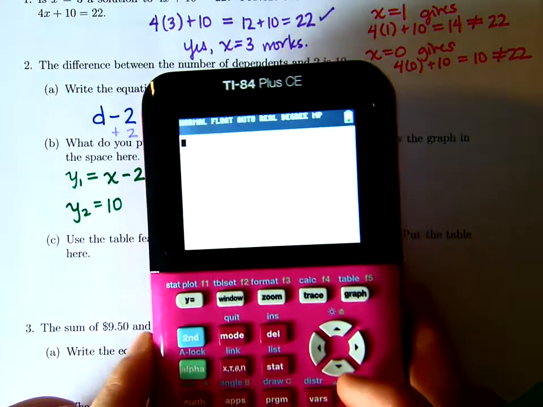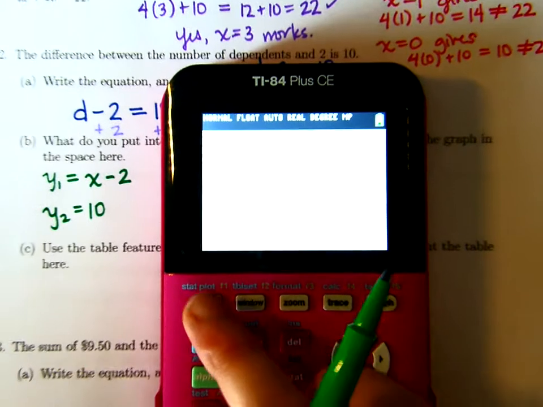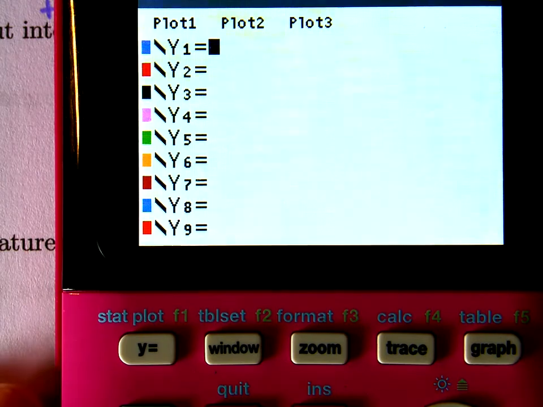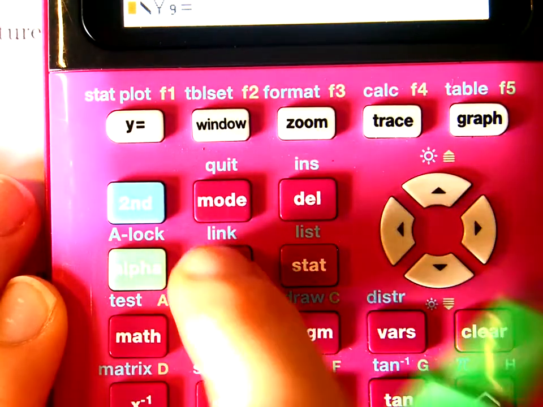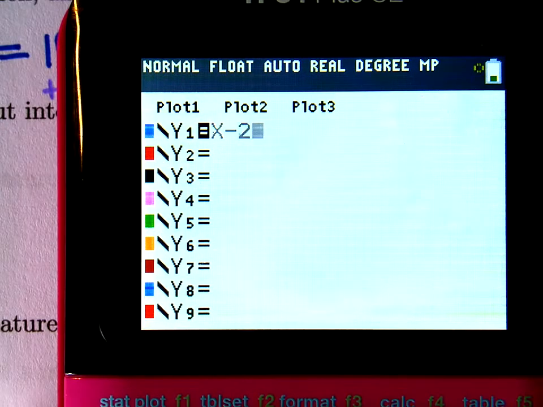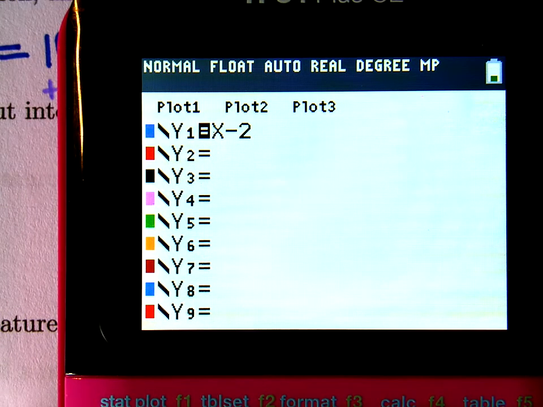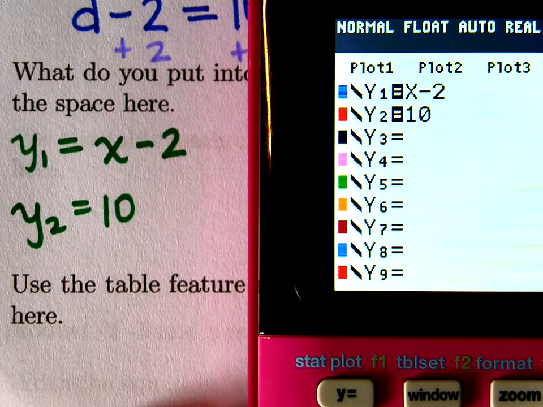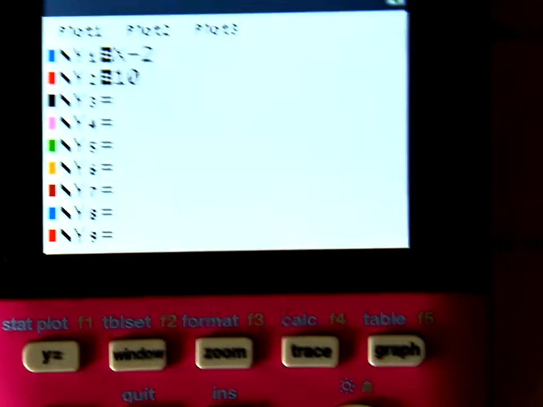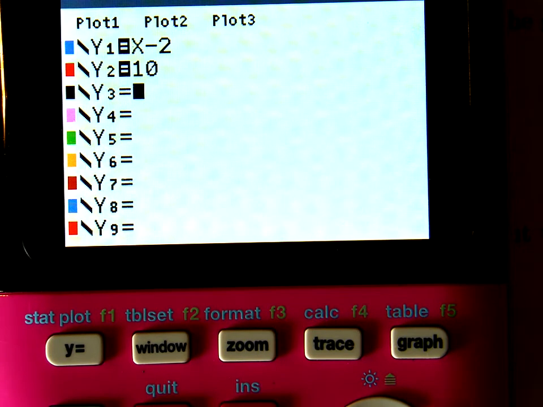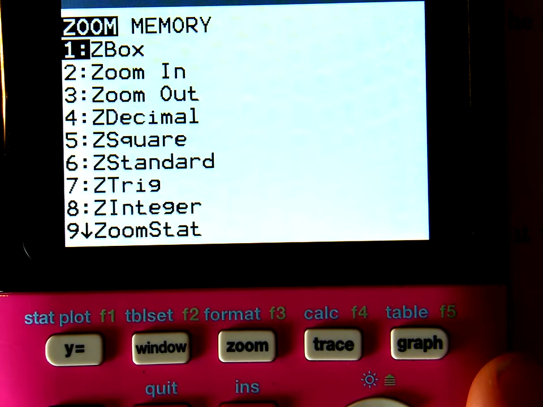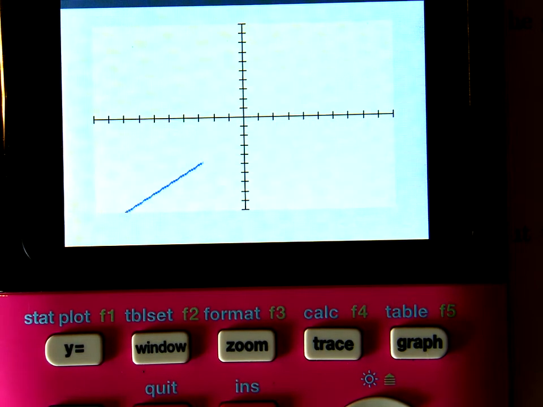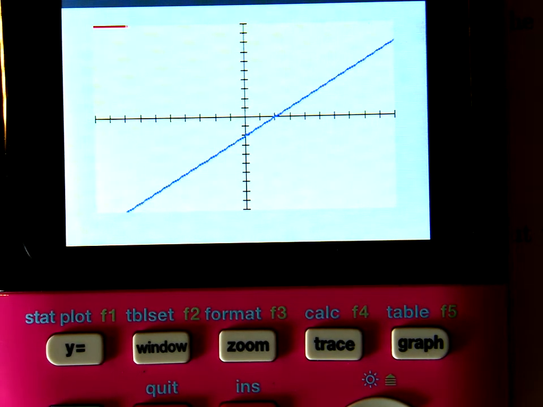So here we go. I'm going to go y equals, and let's see, where's x? Right here. X minus 2, and then I'm going to hit enter, and in y2 I'm putting in 10. Okay. And now I'm going to go to zoom, and I'm going to go down to 6 or hit 6, enter for standard view, which is 10 by 10.